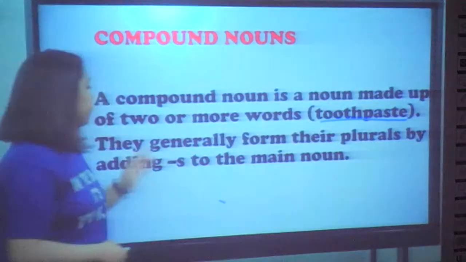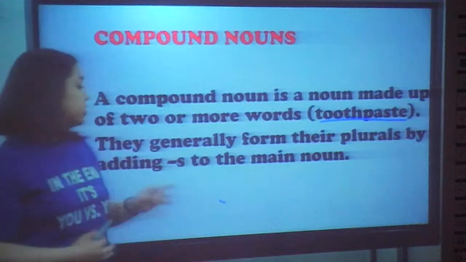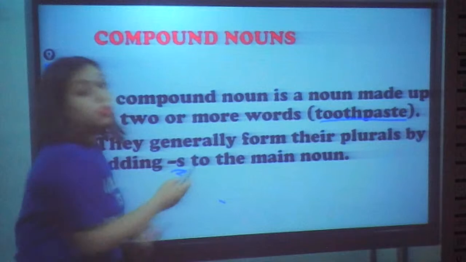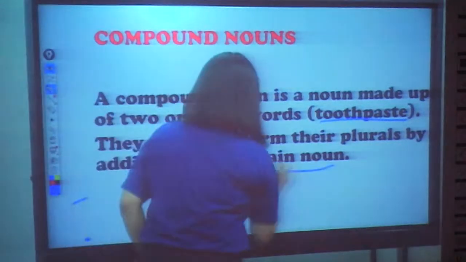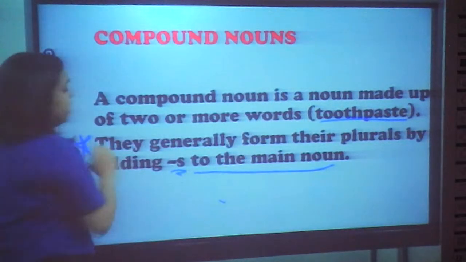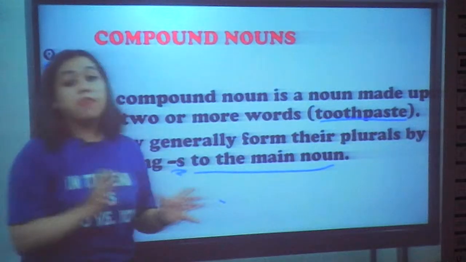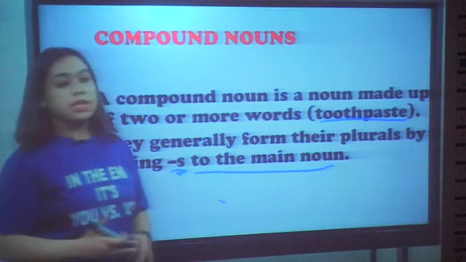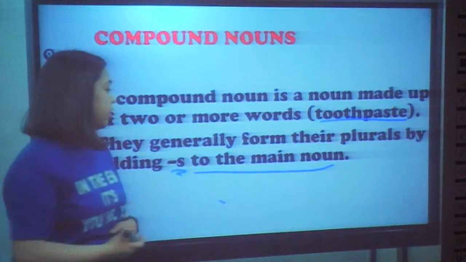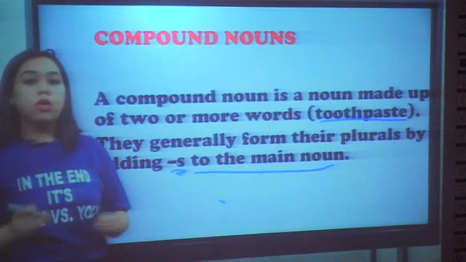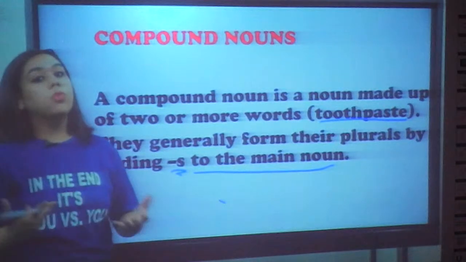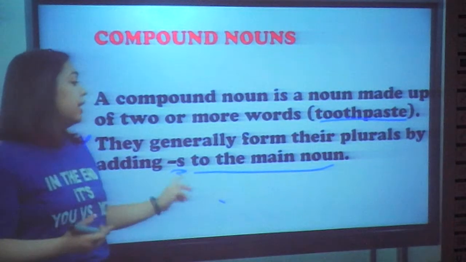Okay, so now the next point about compound nouns is they generally form their plurals by adding s to what? To the main noun. Now, guys, this point is really important. This is the point where I find many people making the same mistake or getting confused. We'll be discussing this in a couple of seconds. Just keep it in mind that whenever you are converting compound nouns into plural, you are going to add s, but to what? Yes, you're going to add s to the main noun. Let's move forward.